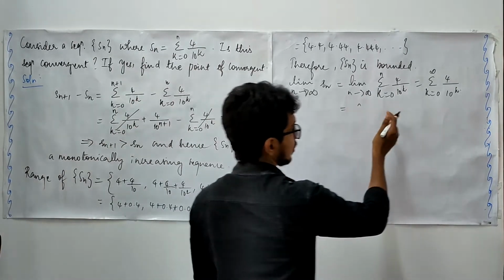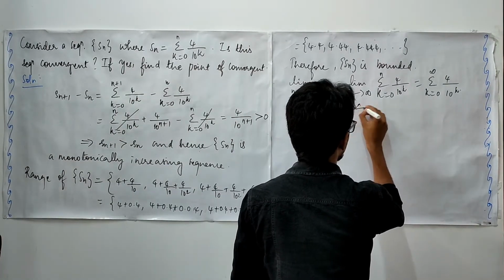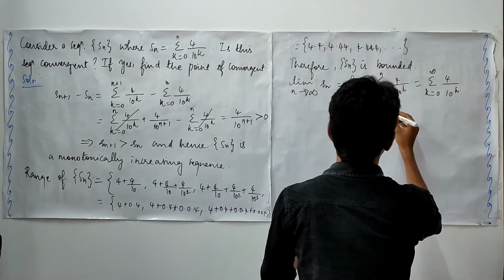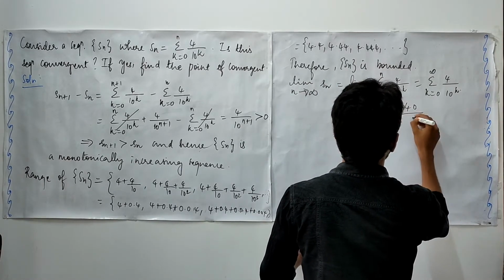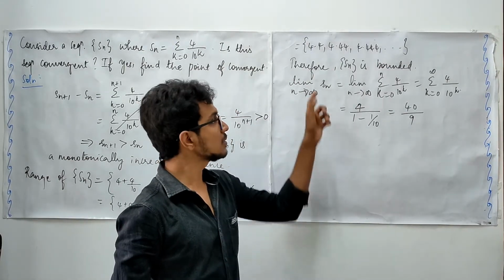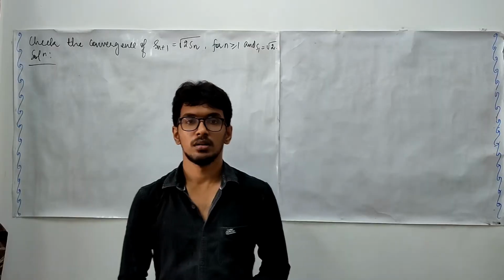Okay, and here when you give a is going to be 4 upon 1 minus 1 upon 10, it is what? 40 upon 9. Right? This is the limit to which the sequence converges.